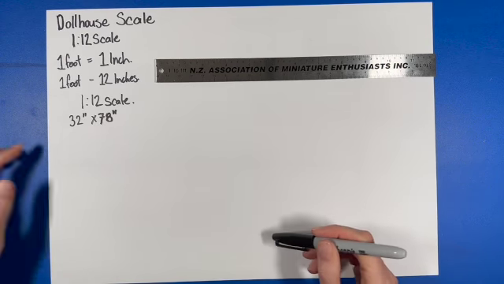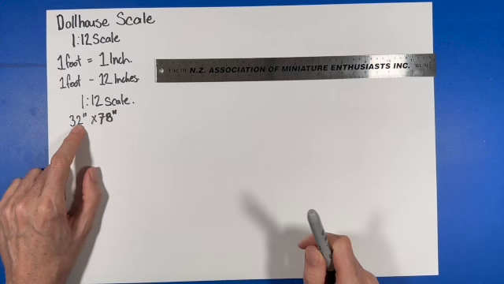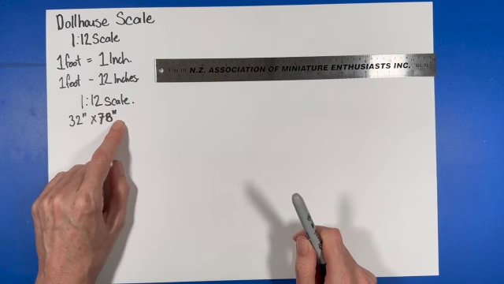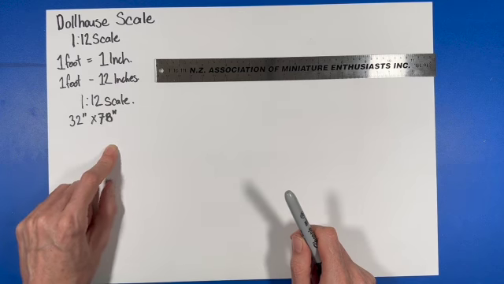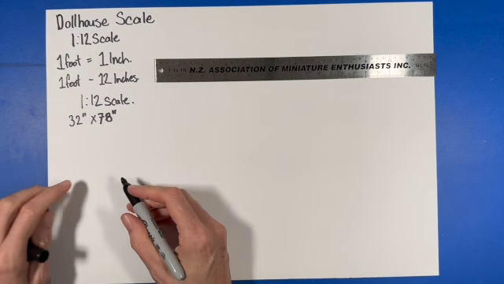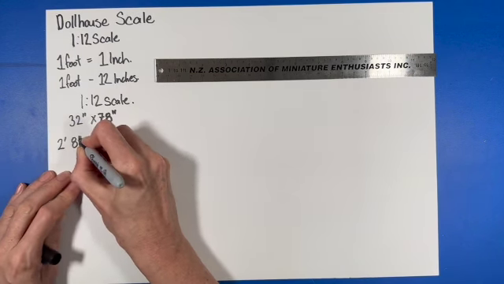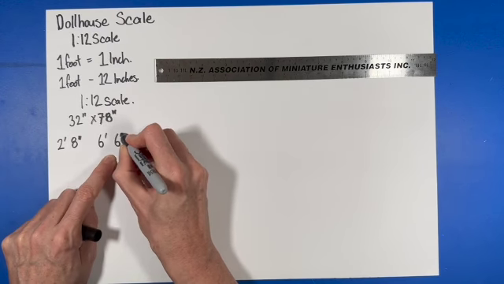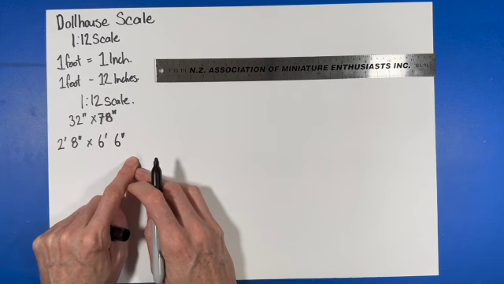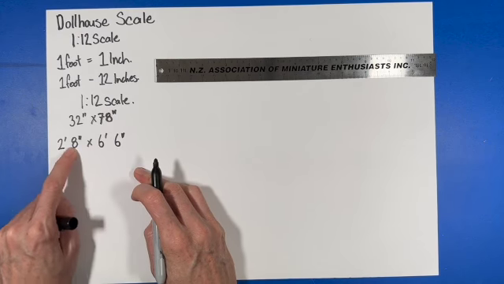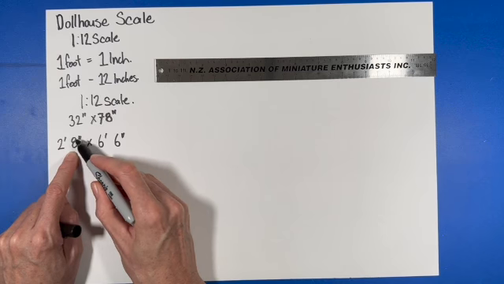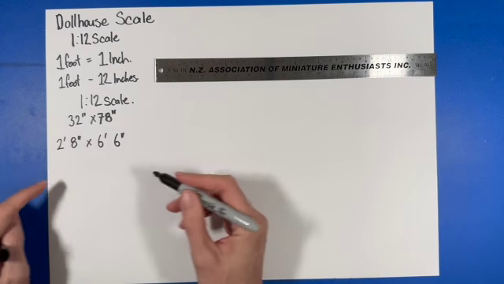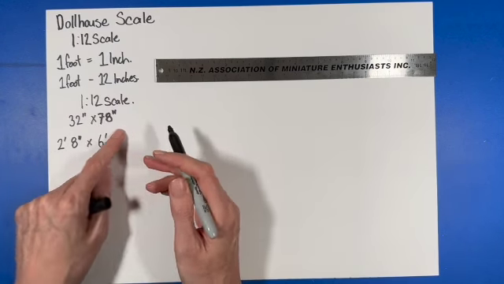Let me just backtrack a little bit. First of all, we need to divide these measurements into feet and inches. So 32 inches is 2 feet 8 inches, and 78 inches is 6 feet 6 inches. That'll give us a baseline of where we can work from, because it's easier to break down these numbers rather than the full. In my mind anyway, others may find it easier to break it down in another way.